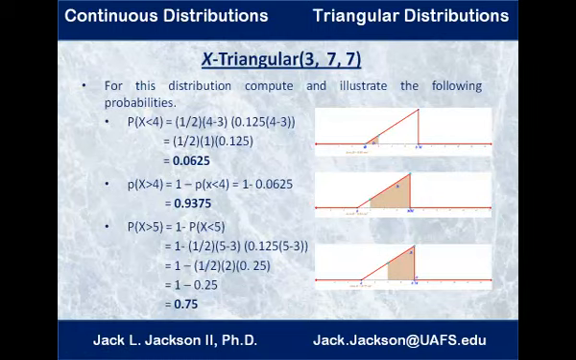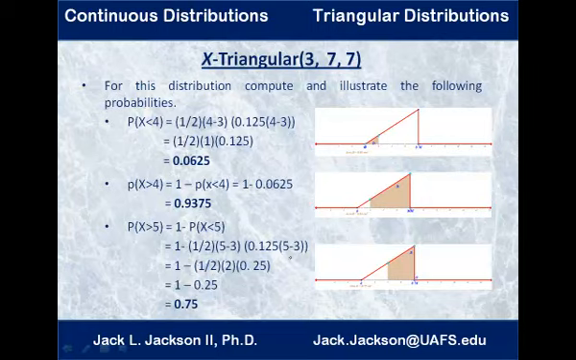It's not too difficult, but it's easier just to figure the area of a triangle. So I'm going to do this with just areas of triangles. I know that the area of the big triangle is 1, and if I subtract off the area of the little triangle, I get what's left. So it's just 1 minus the probability that x is less than 4, and we just figured that out to be 0.0625. 1 minus 0.0625 is 0.9375, which is the shaded area there in the second example.